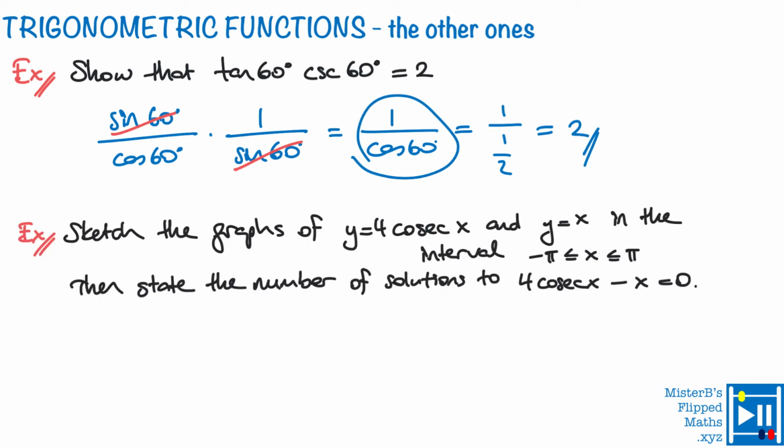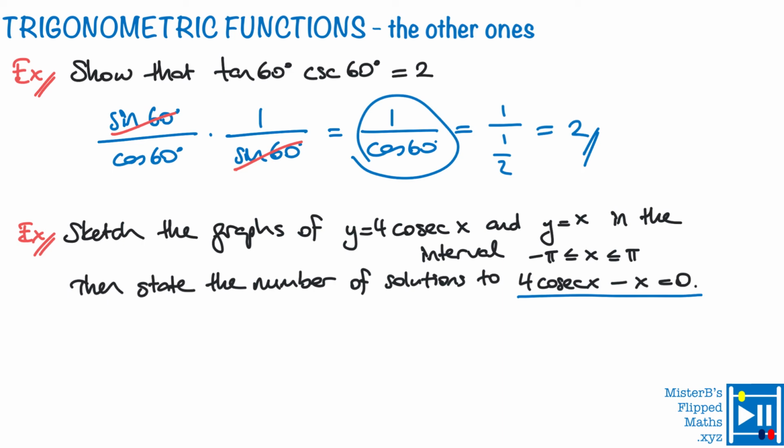Let's look at this example now. It says sketch the graphs of y equals 4 cosecant x. Cosecant can also be expressed like this, abbreviation cosec, and there is y equals x here. We have to sketch the graphs of these two on the interval minus pi to pi, and then we're going to state the number of solutions to this given equation. So we just look at the graph and state whether there are any solutions, and if any, the number of them.